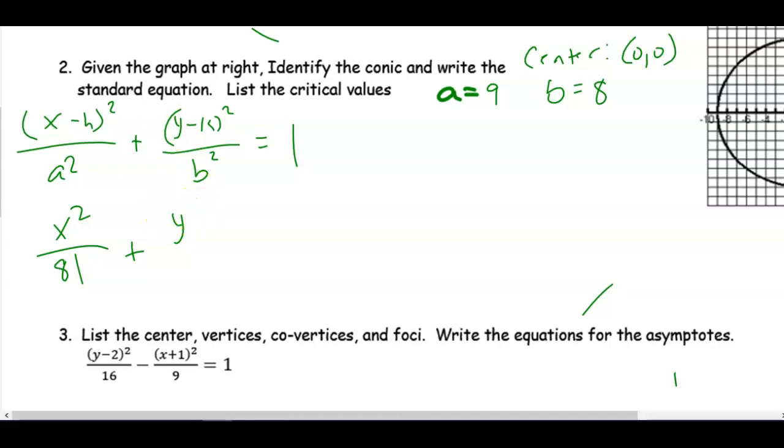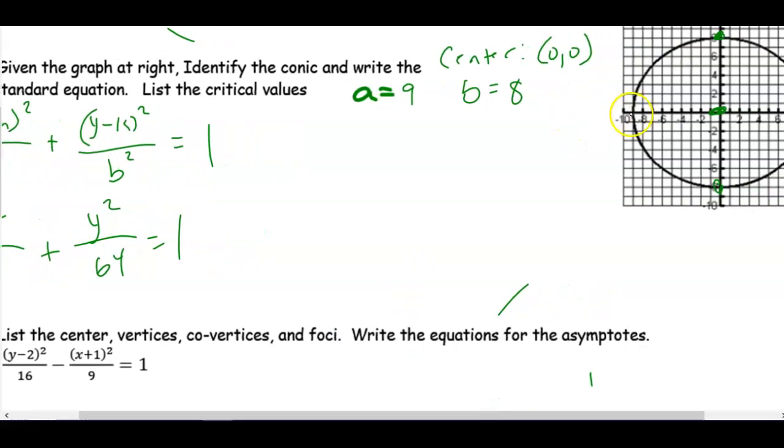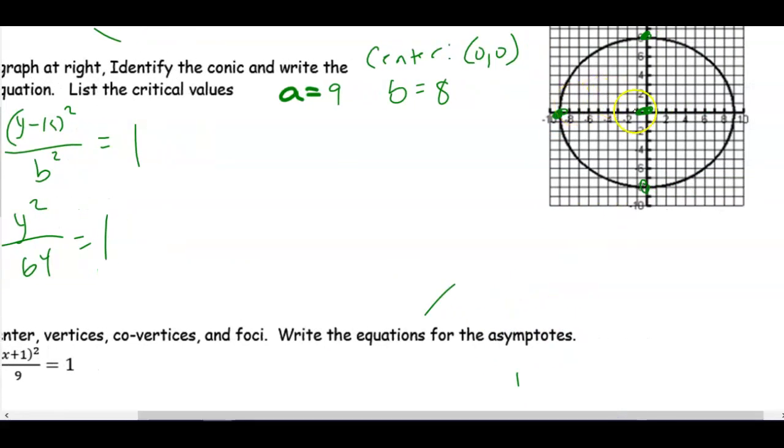You know what? You don't need parentheses. That's y squared over 64 equals 1. There's your standard equation. List the critical values. I guess you can list these co-vertices right here. All right, if you want to list that out, you can say negative 9, 0. You say 9, 0. You say 0, 8, and 0, negative 8.